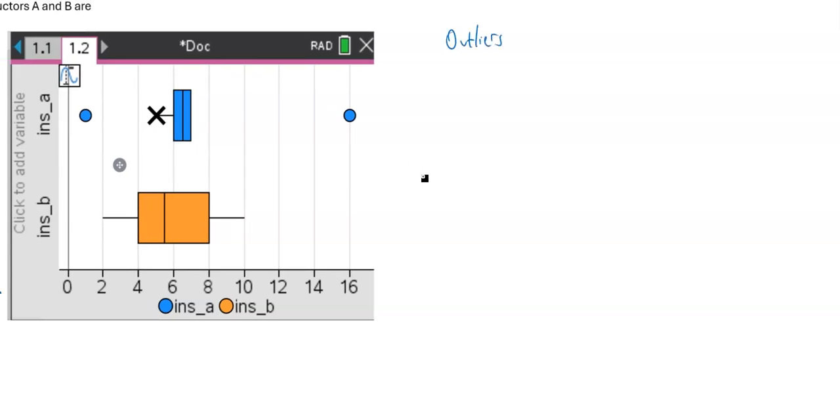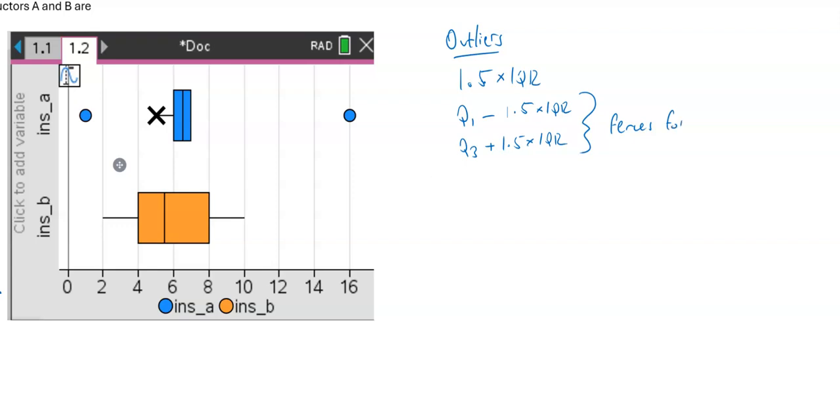There is a bit of a procedure here, and we just have to go with it. We find 1.5 times the interquartile range, then we do Q1 minus that number, 1.5 times the interquartile range, and the upper quartile plus 1.5 times the interquartile range, and these give us our fences for outliers. So let's do that for both instructors.